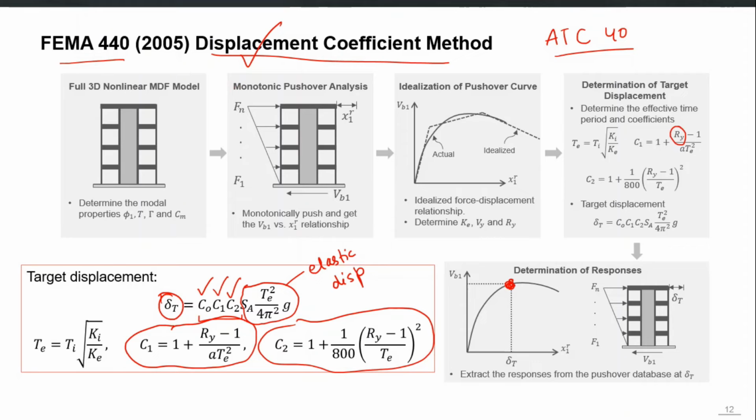So the basic idea for all the pushover analysis is the same: you estimate the peak inelastic roof displacement using some approximate method, and push your building up till that point and then extract all the responses. Or if you push it for all the roof displacements, extract the responses only corresponding to that point, because those responses will be your approximate seismic responses.